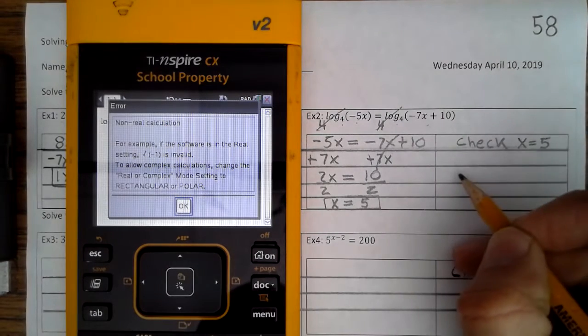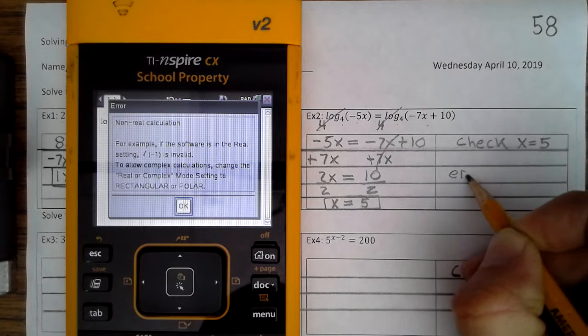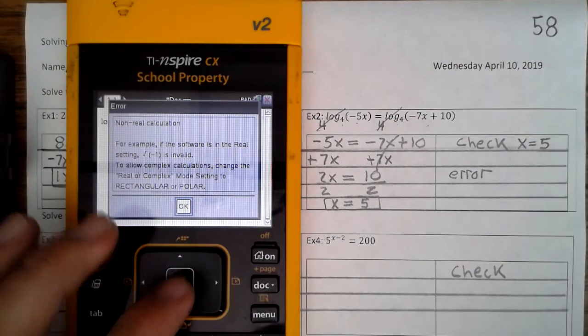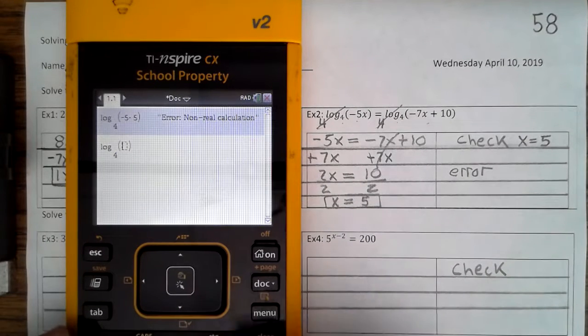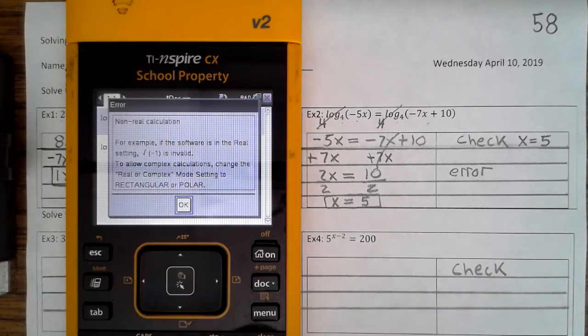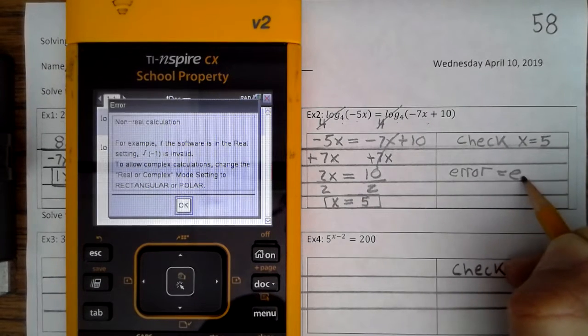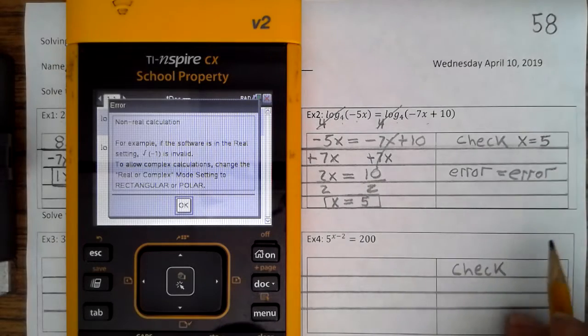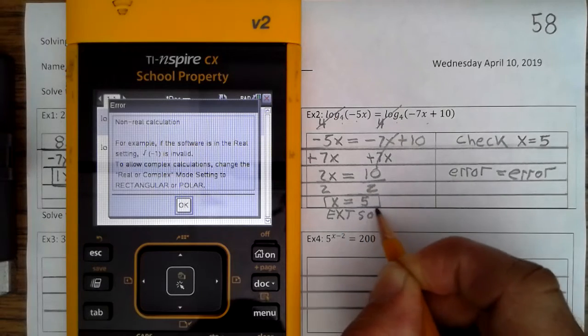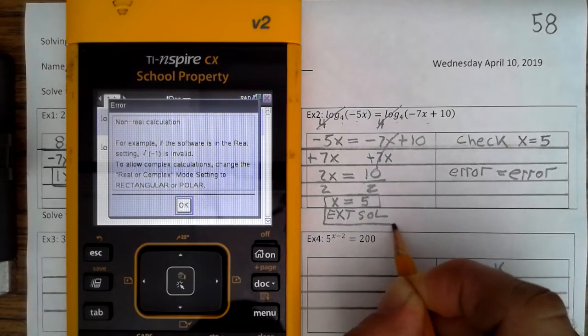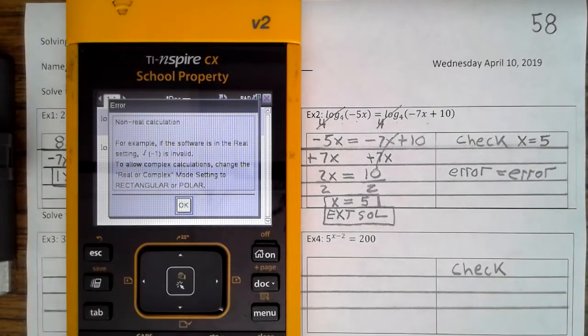Now you see you get error. Okay, now let's try the right side. So Control log base 4 of negative 7 times 5 plus 10. You get error. So error equals error, but the problem is, since it's an error, we would say that x equals 5 is an extraneous solution. Okay, all right, so go ahead and finish up example 2.